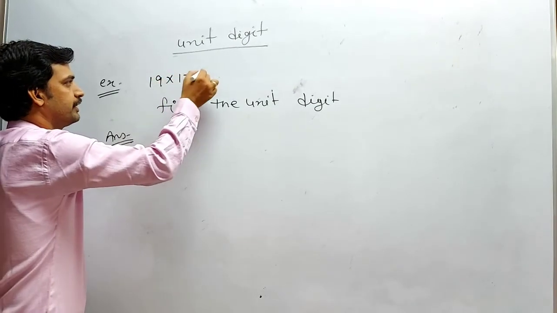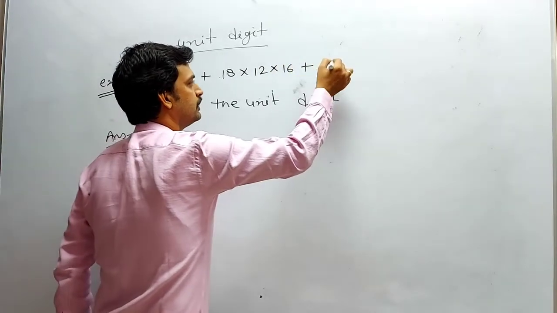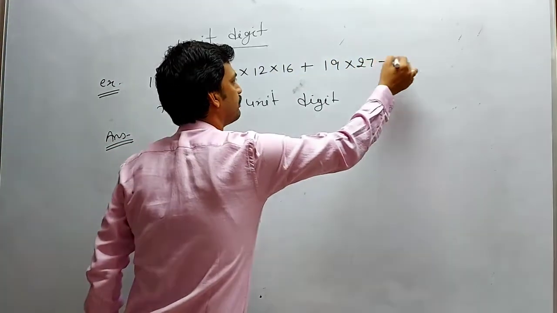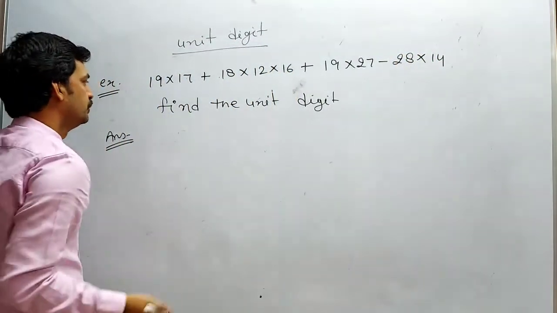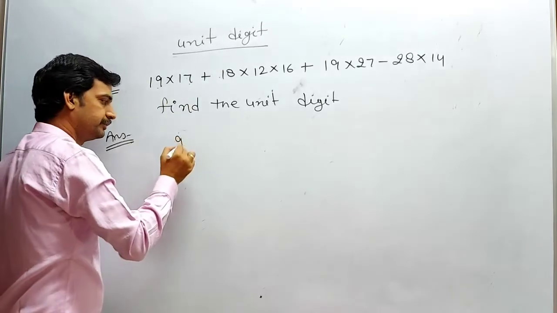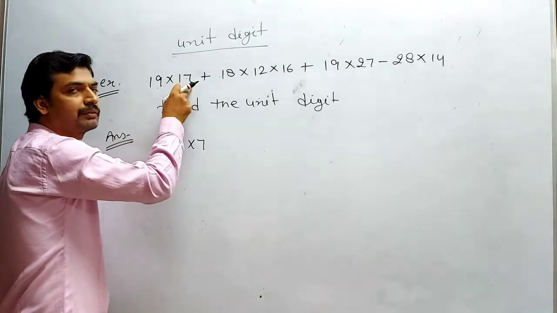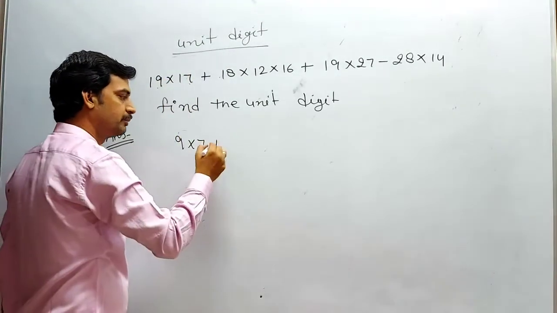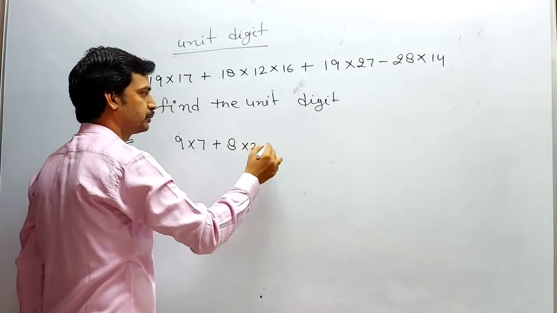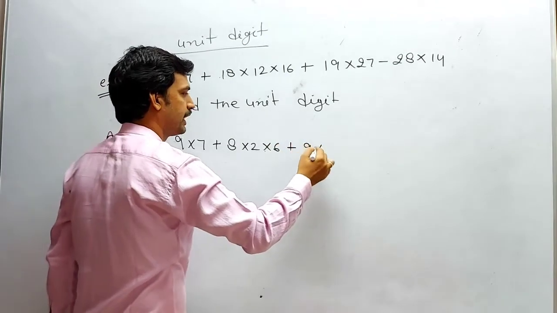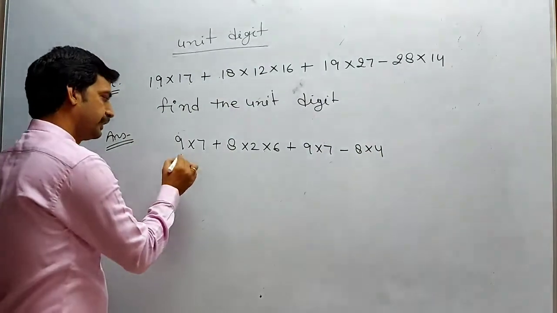(19 into 17) plus (18 into 12 into 16) plus (19 into 27) minus (28 into 14). Clear? So we'll write the unit digits. In the examination, you need not write it again and again. You just multiply 9 into 7, 63, means 3, right? But to make you understand, I'm writing these again: 8 into 2 into 6 plus 9 into 7 minus 8 into 4. Clear?